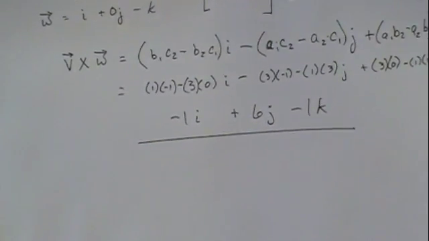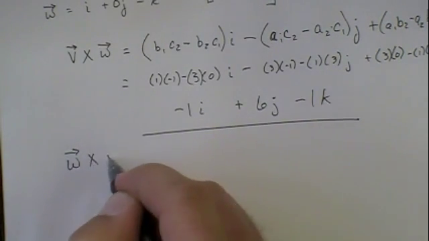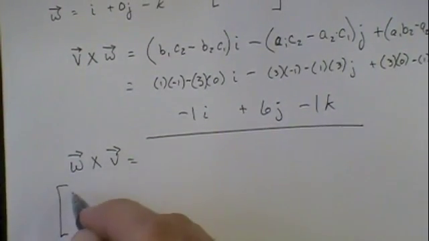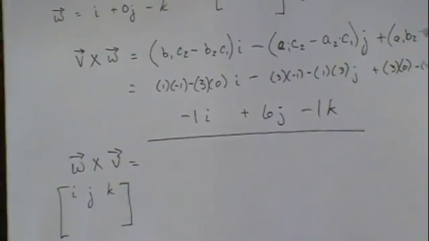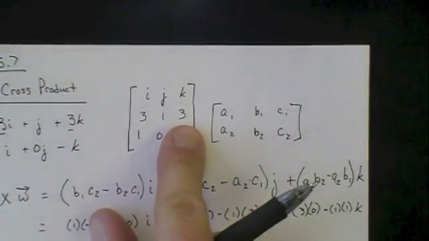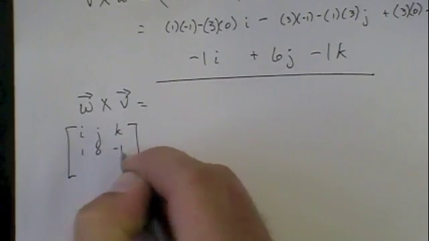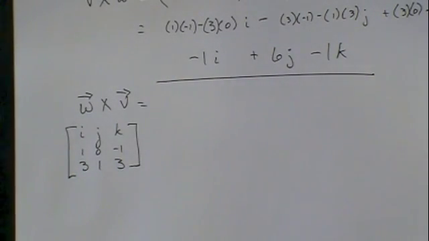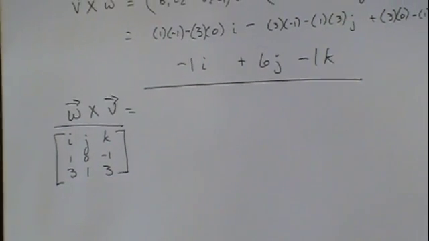So what I want you to do now is let's look at the cross product of vector w with vector v and see how that compares. Because now when we set up our matrix and we look at our i, j, and k components, now we're going to switch. Instead of having 3, 1, and 3 here, and then the 1, 0, and -1 here, we're switching places with those. So now we'd have 1, 0, -1, and 3, 1, 3. And so let's go through, let's do the cross product of those two and see how they compare.